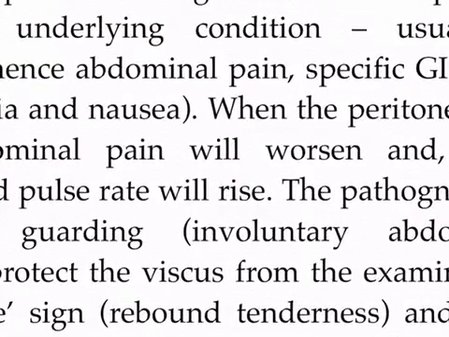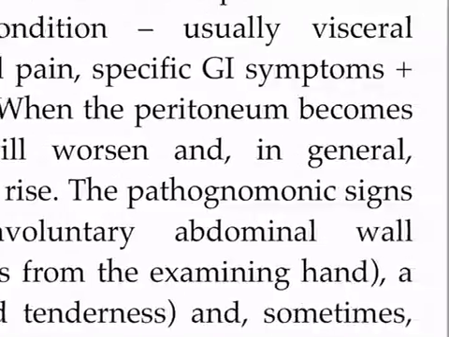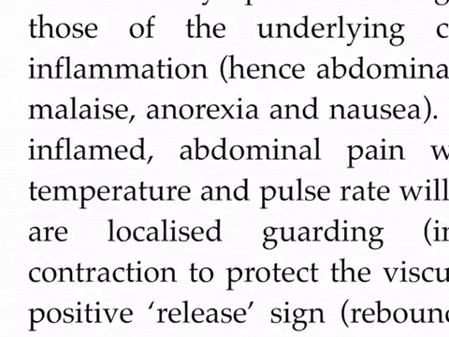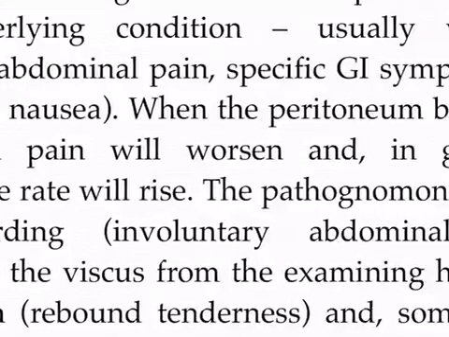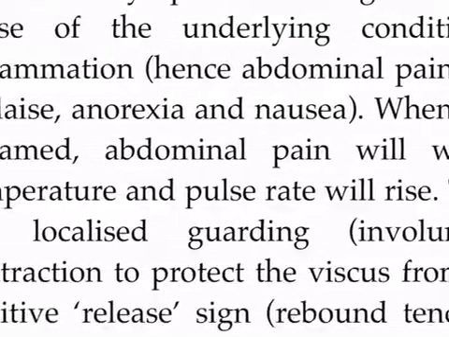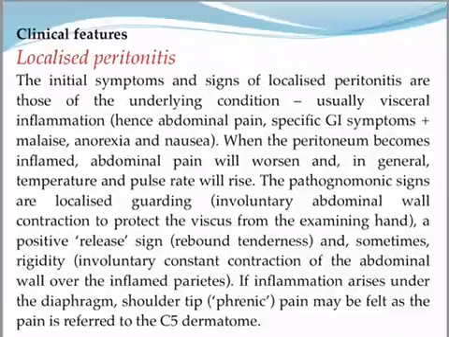Specific features of localized peritonitis of any origin are an increase in temperature and an increase in pulse rate. The abdominal signs will show tenderness, rebound tenderness, guarding, and rigidity at that localized site. If inflammation arises in a specific area, like the diaphragm, shoulder tip pain may occur due to shared innervation, as the diaphragm and the cervical plexus share C2 dermatomes.